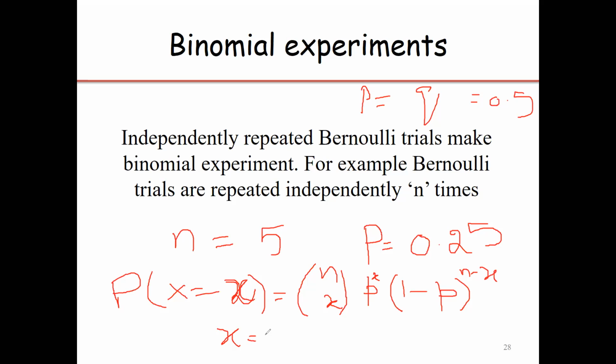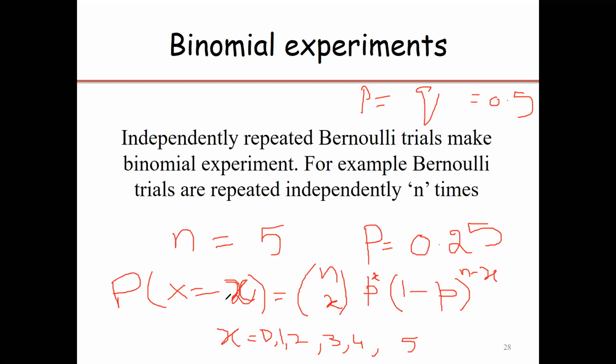X is equal to x and your values of x are what? You may have 0 successes, you may have 1 success, you may have 2 successes, 3, 4, 5 successes. If total coins tossed are 5, then we have from 0 to 5. You have to plug in the value of n here, n is 5. You have to plug in the value of p. It is 0.25, and 0.75. And x is what? x is changing from 0 to 5.